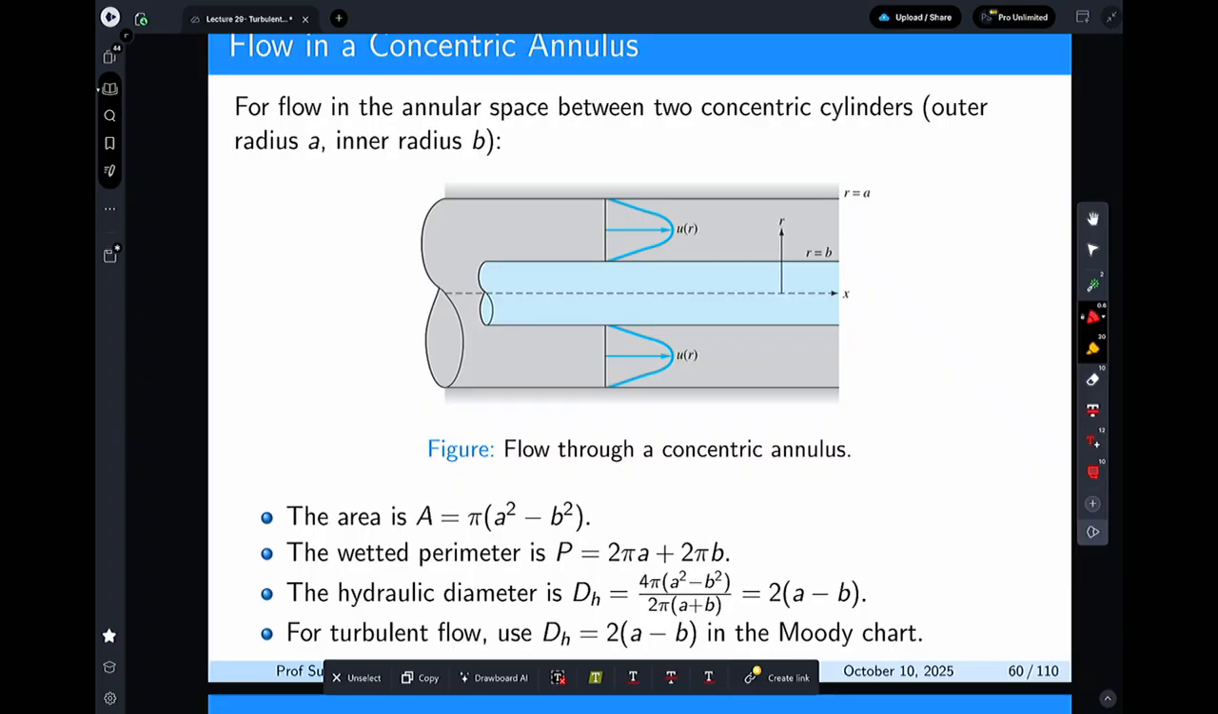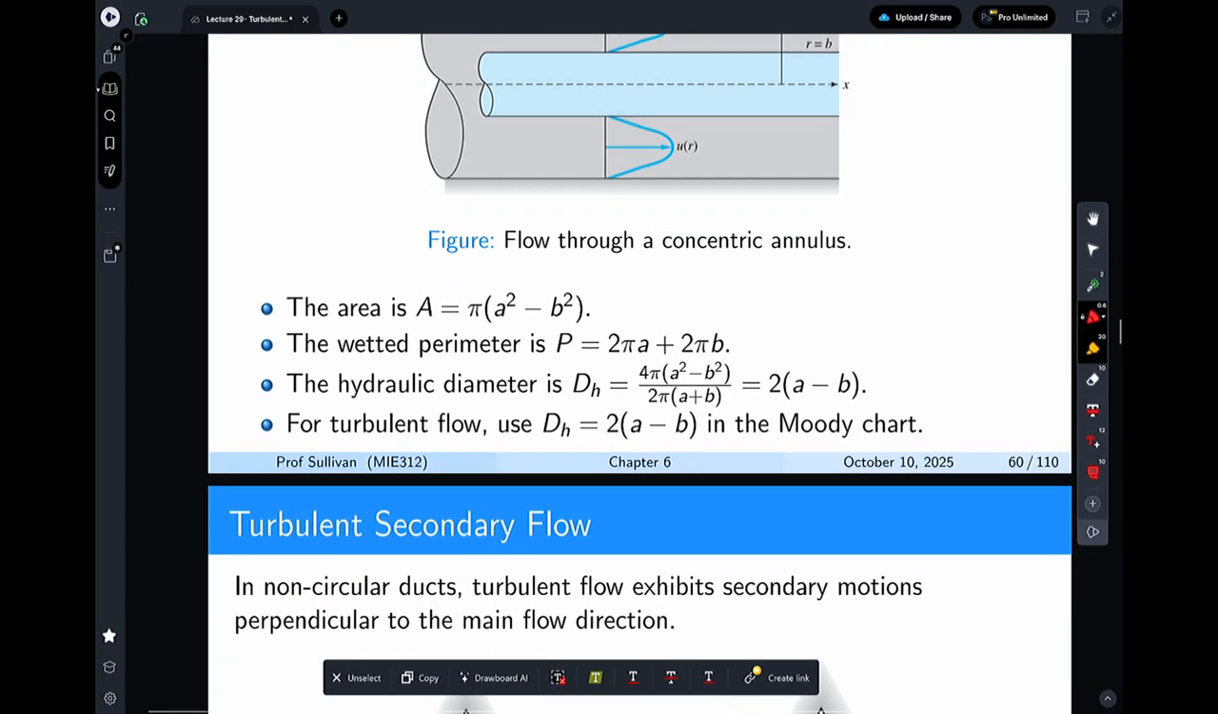Perimeter is 2 pi A plus 2 pi B. Hydraulic diameter is going to be, after you do the numbers, 2a minus b. And for turbulent flows, you use that number, which is probably reasonable. So these are a lot of empirical relationships that you end up using to solve these issues.